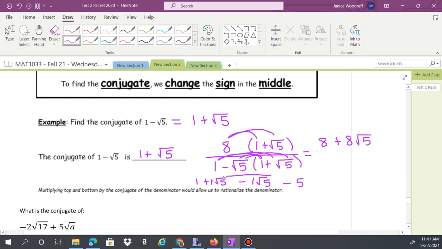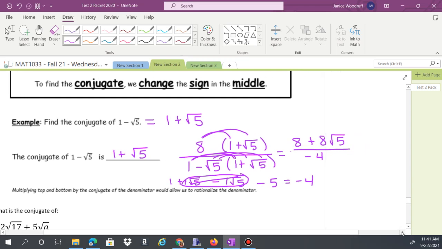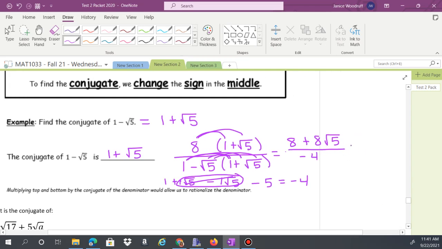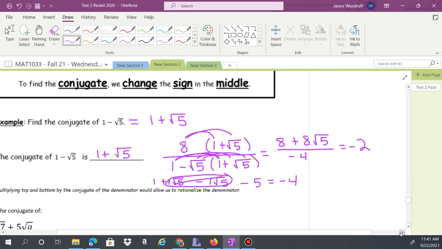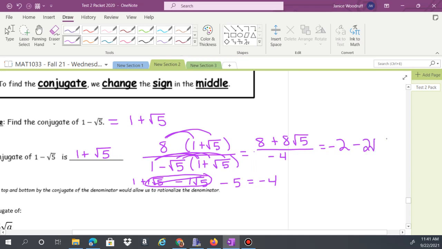What ends up happening is these cancel out. And I get 1 minus 5, which gives me negative 4. So my radical is gone from the denominator. Then this problem looks like this: 8 plus 8 root 5 over negative 4, and then I simplify that. 8 divided by negative 4 is negative 2. 8 divided by negative 4 is negative 2 root 5.